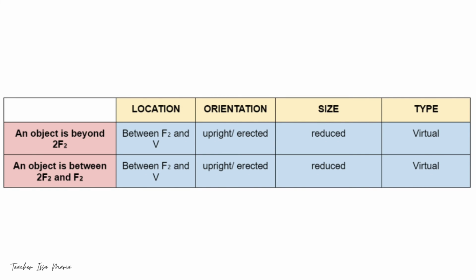So remember, a concave lens always forms an image that is virtual, upright, and smaller. Just follow the two main rays and you'll never get confused.